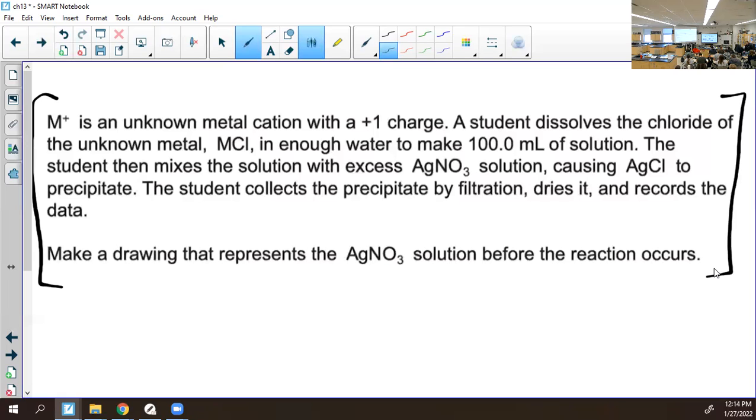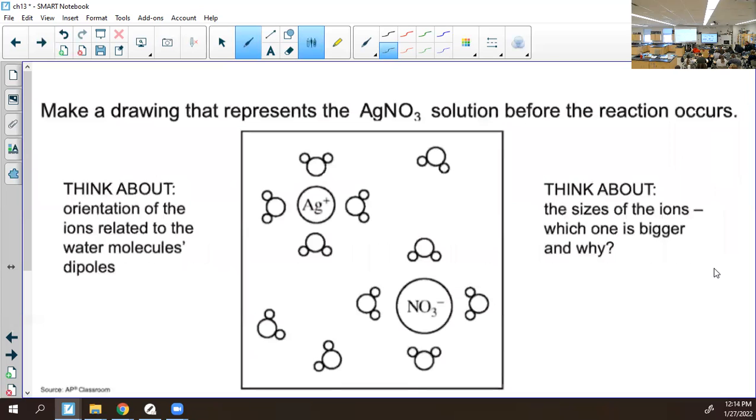Okay, we ready? All right, here we go. All right, make a drawing that represents the AgNO3 solution before the reaction occurs. Think about the orientation of the ions related to the water molecule dipoles.